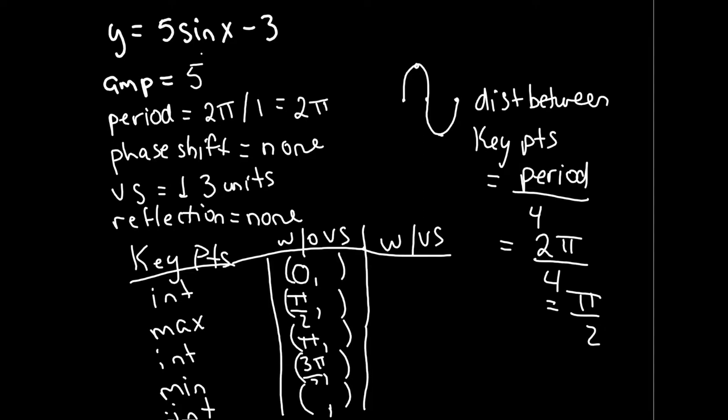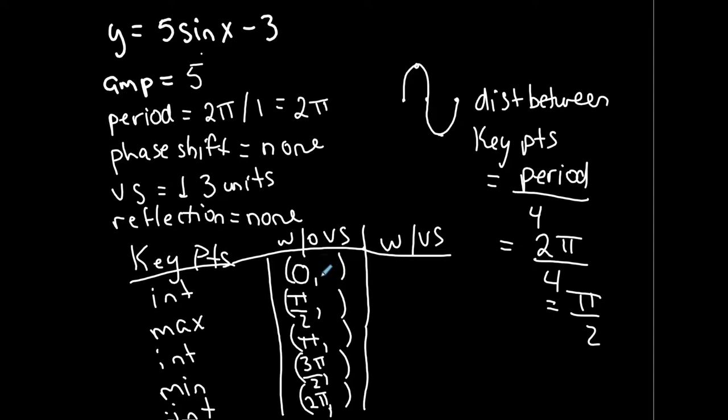Okay, now here's a quick check to make sure you did this properly. If I take the last x-coordinate and subtract the first x-coordinate, in this case 2 pi minus 0, it should match my period, which is 2 pi. Now let's deal with the y-coordinates.